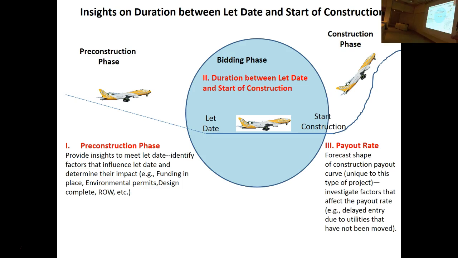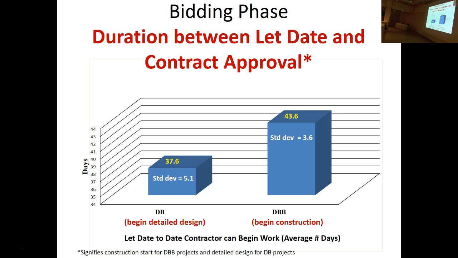So what I've done so far is talk about the pre-construction phase, okay, and looked at different reasons and factors that cause let date delays, and then showed you the strategic milestones that you need to hit in order to make this date right here. Okay, so now we'll move into the bidding phase, and there's not as much here to talk about, but what we found is the duration, looking at the duration of time between the let date of the project and the contract approval, okay, varies depending on whether it's a design build project or a design bid build project.